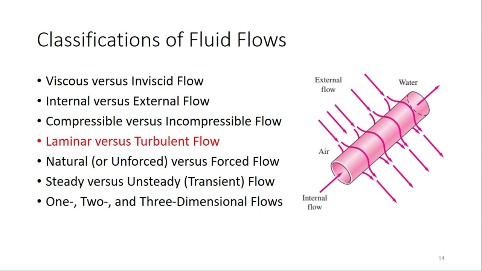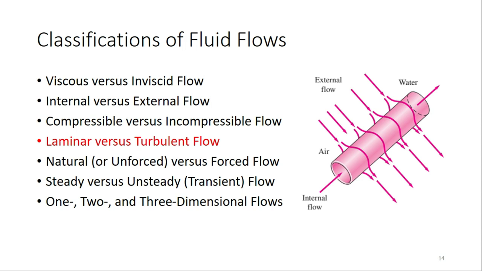The next category of the classification of fluid flow is laminar flow as well as turbulent flow. As I have already said in the previous slide, this lecture is mainly discussing laminar and turbulent flow and their subsequent effects on heat transfer. Some flows are smooth and orderly, while other flows are chaotic and random.